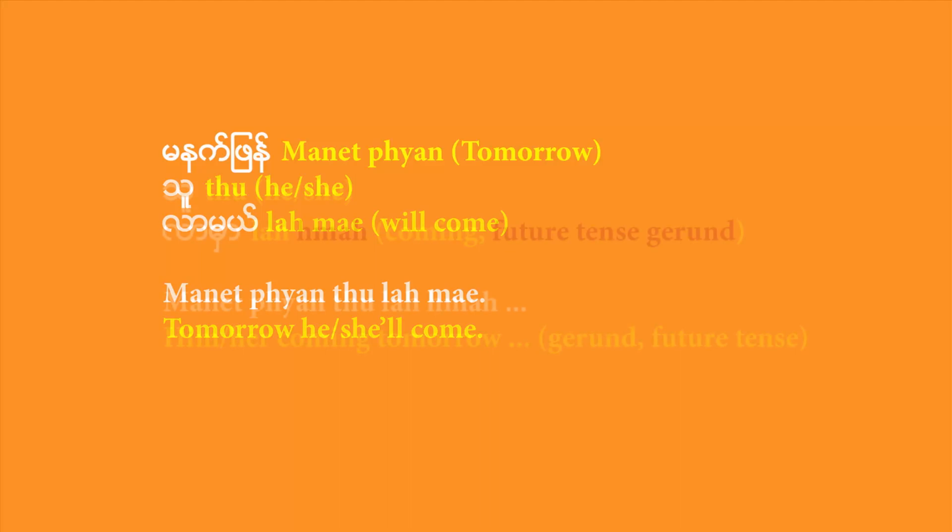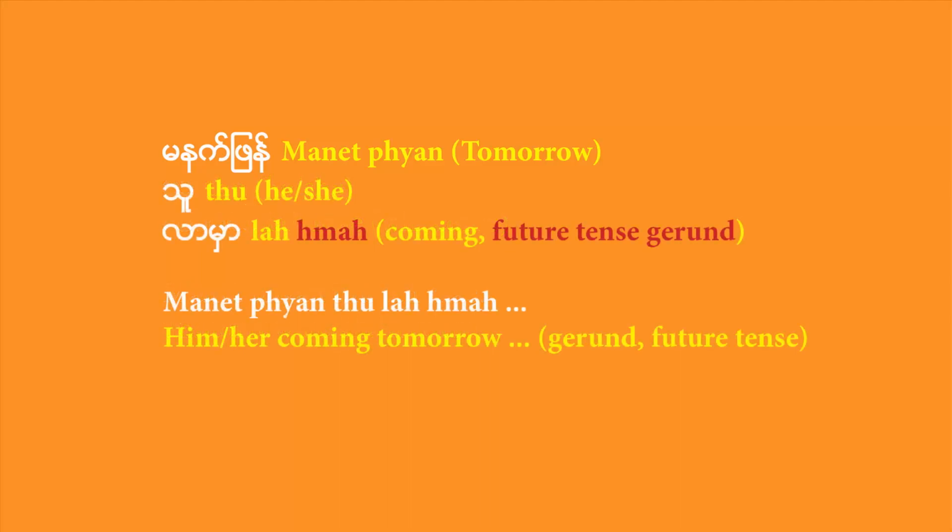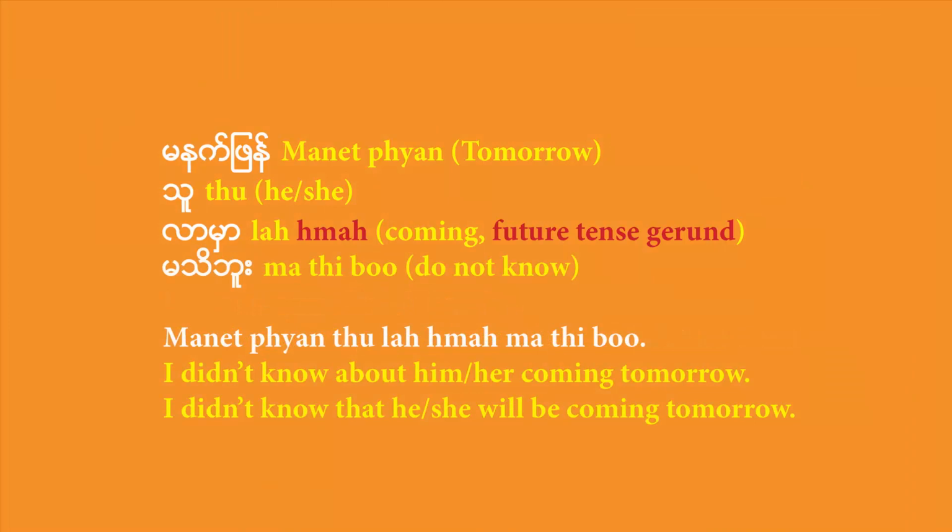But you might not realize that changing the last word me into ma, not da, but ma, turns it into a future tense gerund. So, manepien tu la ma means the fact that tomorrow he or she will come, or him or her coming tomorrow. Now you can follow it up with, for example, mathibu. That is the negative form of the verb tide, to know. So if you say manepien tu la ma mathibu, that means I didn't know about him or her arriving tomorrow. I didn't know that he or she will be coming tomorrow.